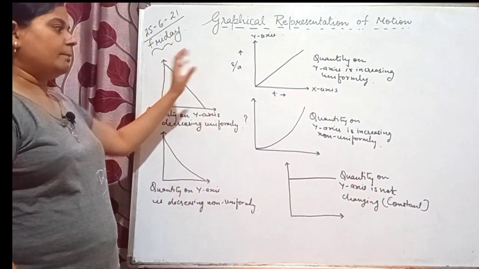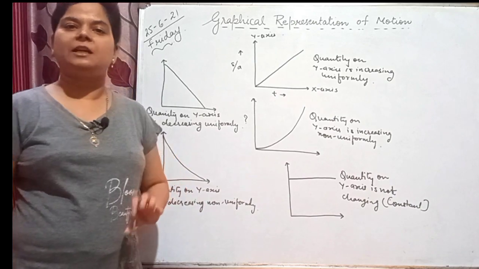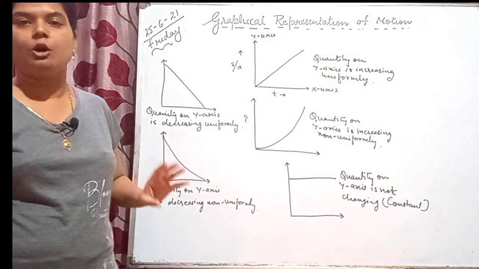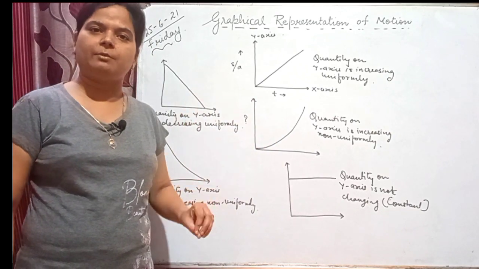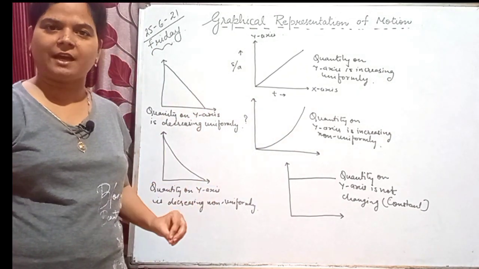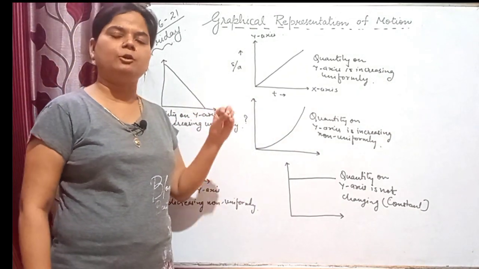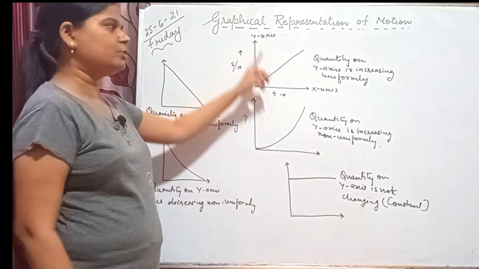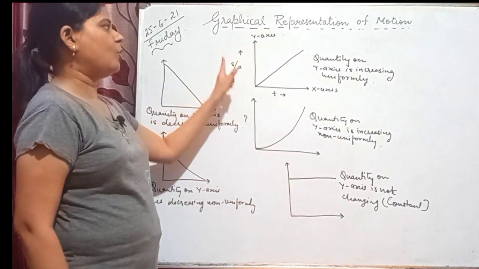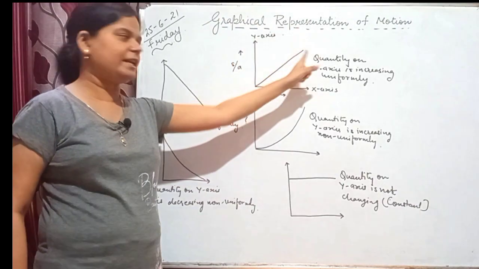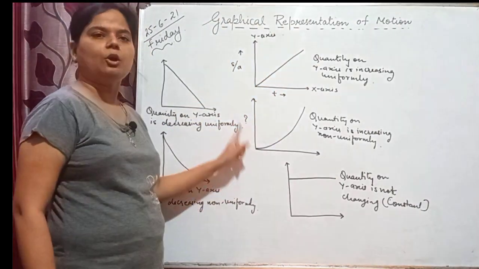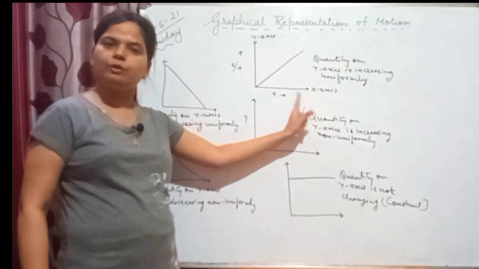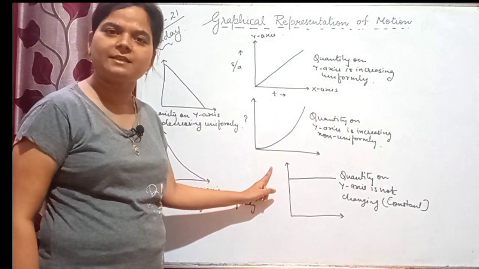This method of reading a graph is applicable everywhere. It is not only related to the speed time graph or distance time graph, and it is not only related to class 9. Wherever you will be reading graphs, you will be using this technique: the quantity on the y-axis is increasing uniformly with respect to the quantity on the x-axis. The quantity on the y-axis is increasing non-uniformly with respect to the quantity on the x-axis.